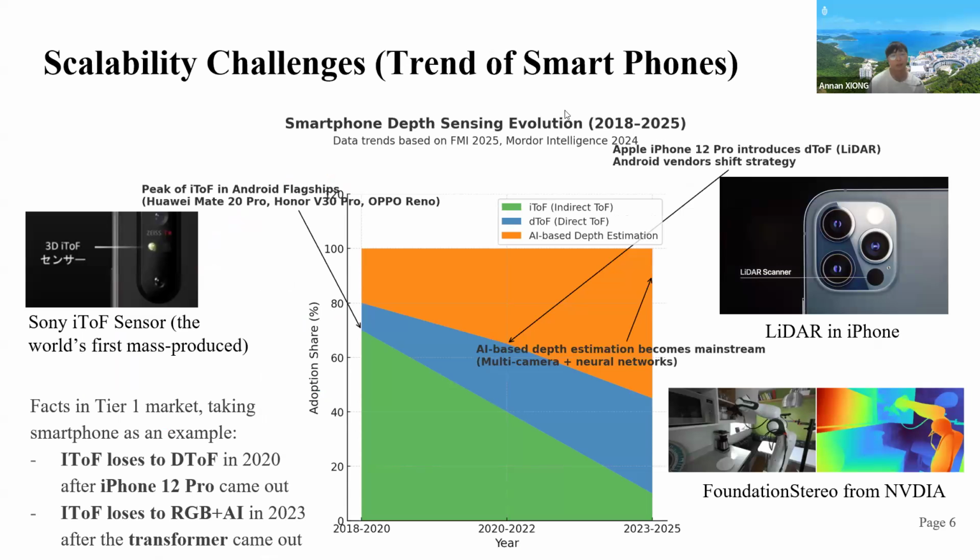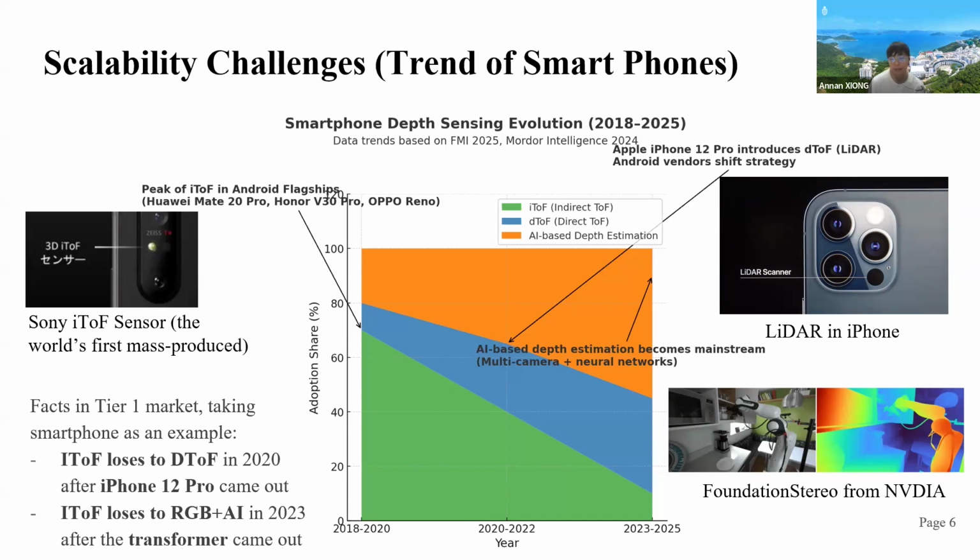What is the current problem for iToF sensors? Let's look at the smartphone as an example. In 2018, Sony became the world's first company that could massively produce iToF sensors. At that time, it became the peak of iToF technology. Many Android flagship phones, such as the Huawei Mate 20 Pro and Honor V30, included iToF sensors.